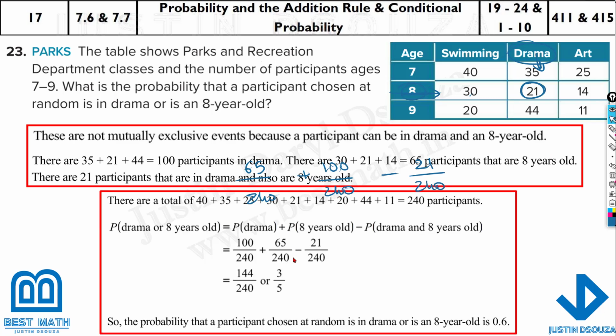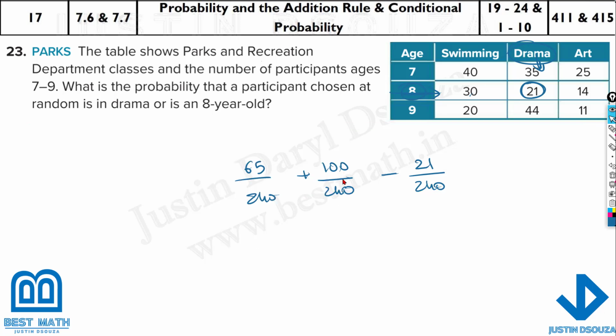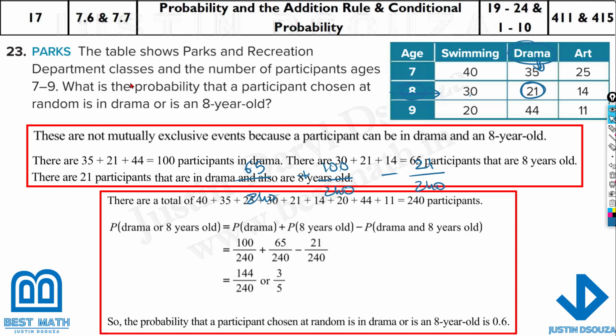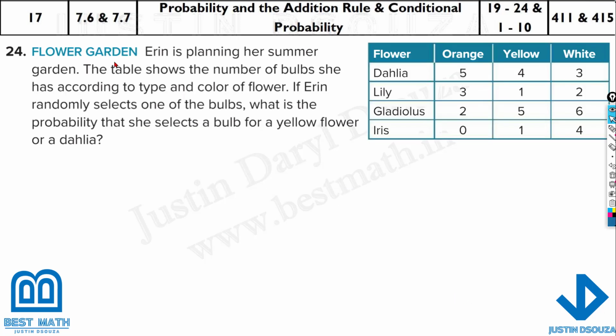Let's just jump to the answer. You can see, yes, this is correct. They have written 100 by 240 first. That's absolutely fine because they are told drama first. I did it second because you're adding them up. You can write any order, it's okay. The final answer will be 3/5 or 60% or 0.6.